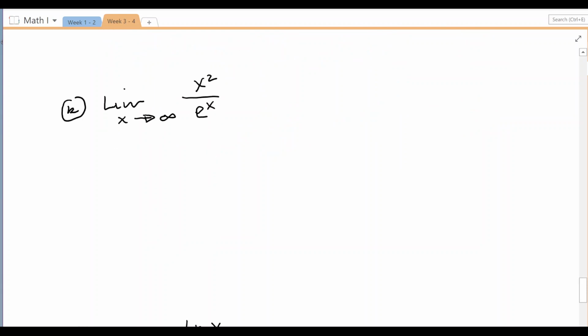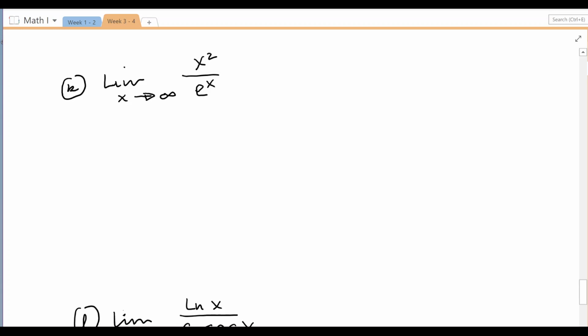Okay, next, what's the limit of x squared over e to the power of x? If we do direct substitution, we get infinity over e to the power of infinity, also infinity. So this is improper. So we have to take the L'Hopital's rule.